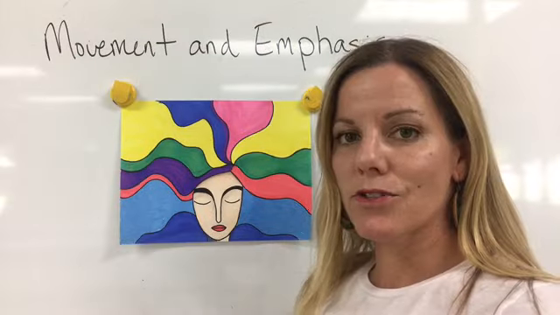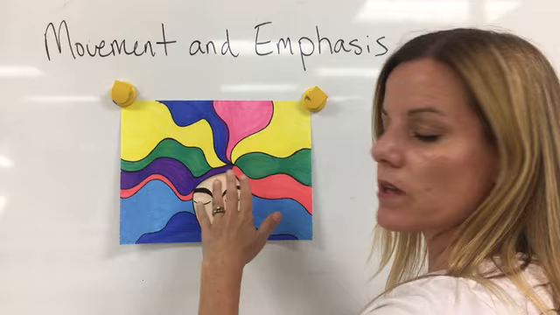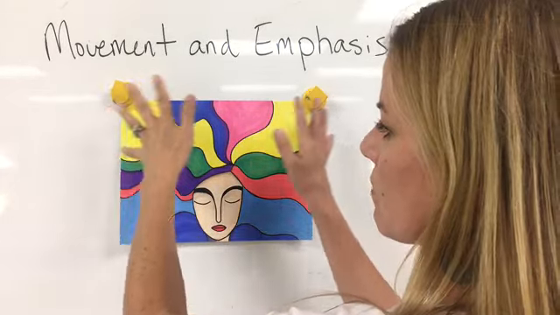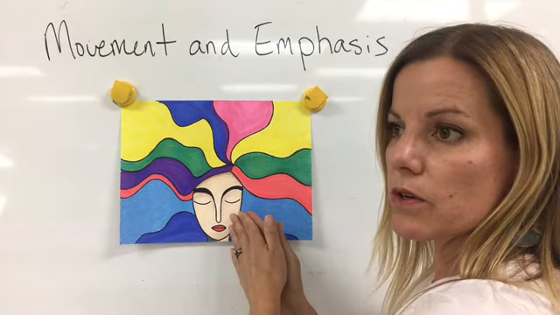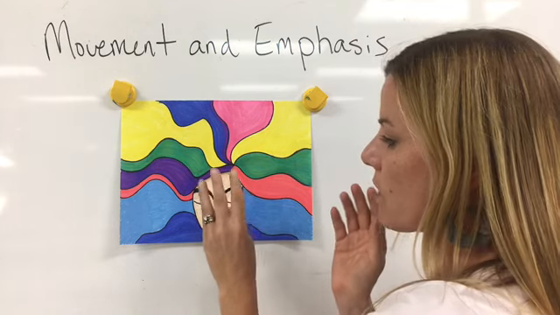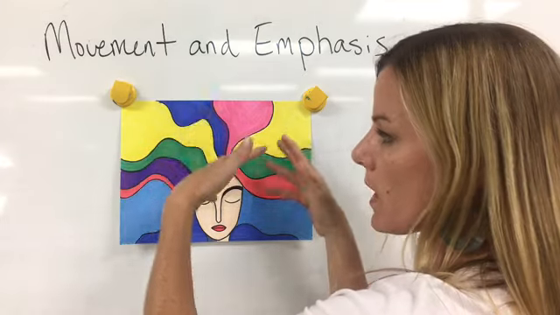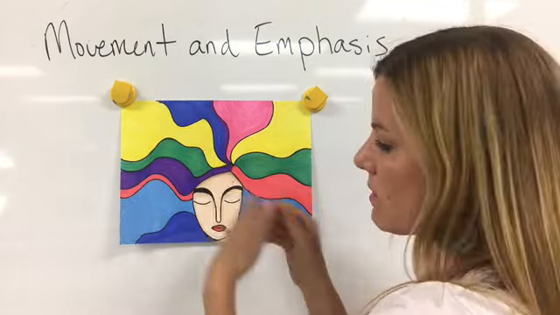So when we look back at this drawing, we see that we have not only the movement of the hair flowing in all directions, but the movement's also bringing our attention to the girl here in the middle. So she is the point of interest, right? We're emphasizing her face, but the hair is moving around and the colors are moving, bringing our eye towards one point, which is the emphasis.